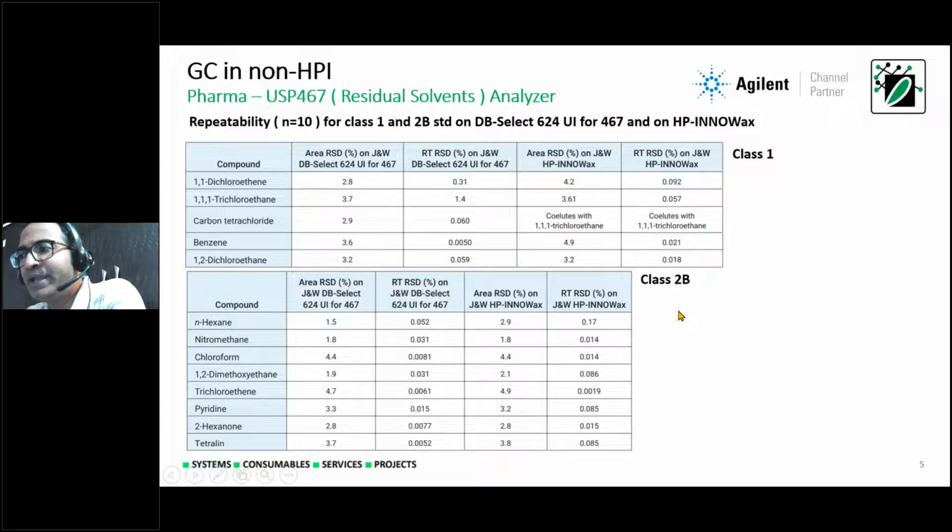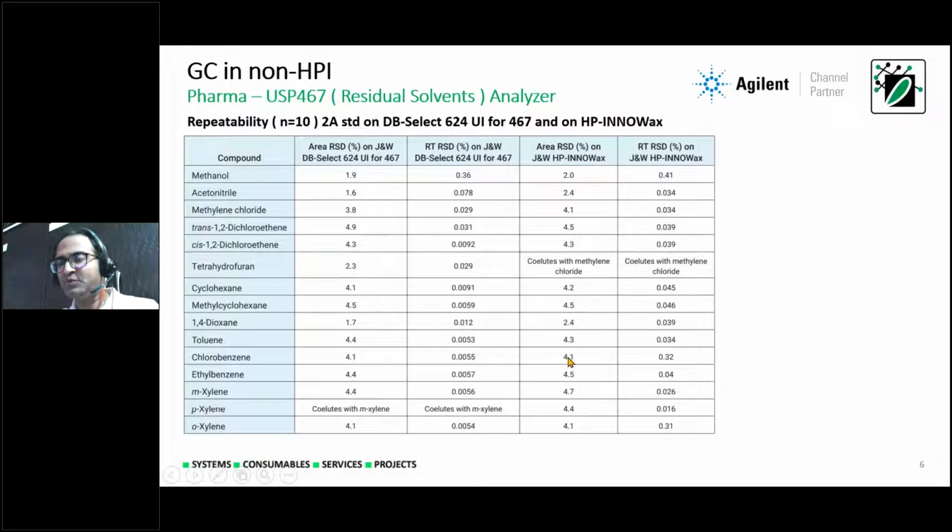If I go to the 2A case, the 2A list is a little longer, and you will now see there are multiple coelutions. Let us take the example of the HP Innovax column and the example of tetrahydrofuran, the THF solvent. THF coelutes with methylene chloride, or dichloromethane, on the Innovax, but that same pair separates very well on the 624 column.